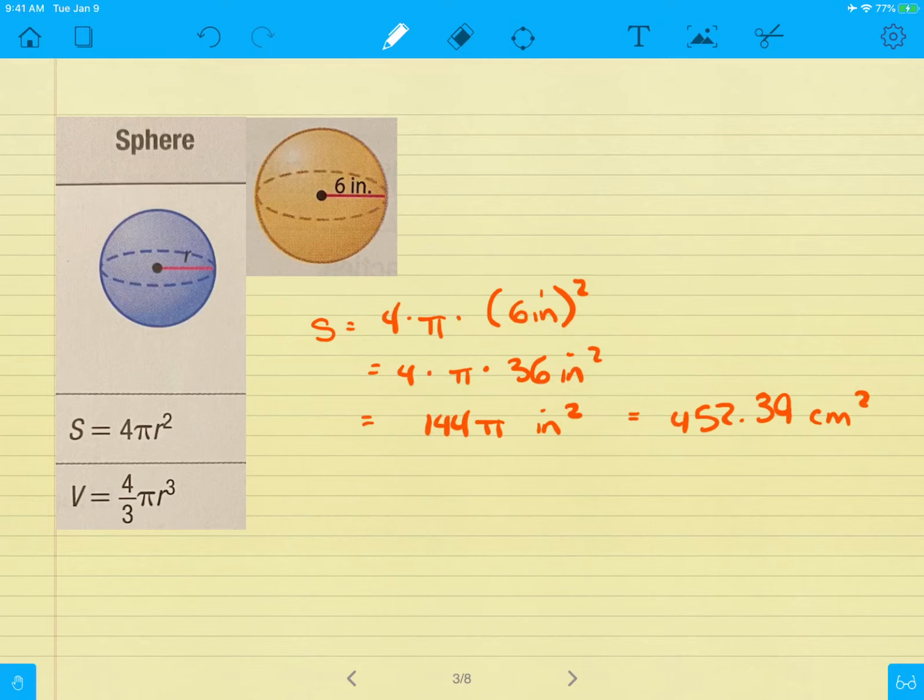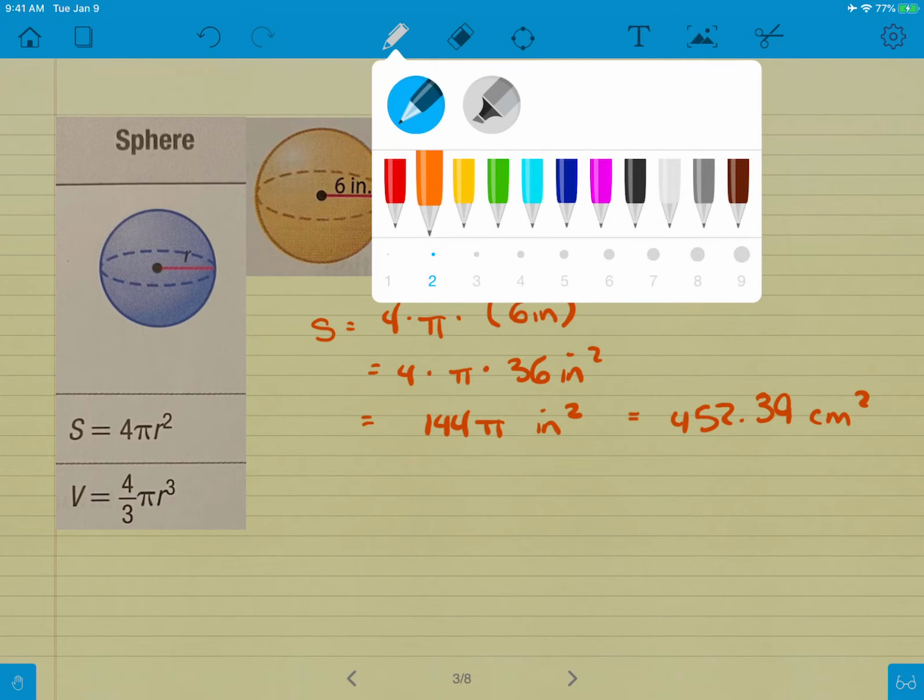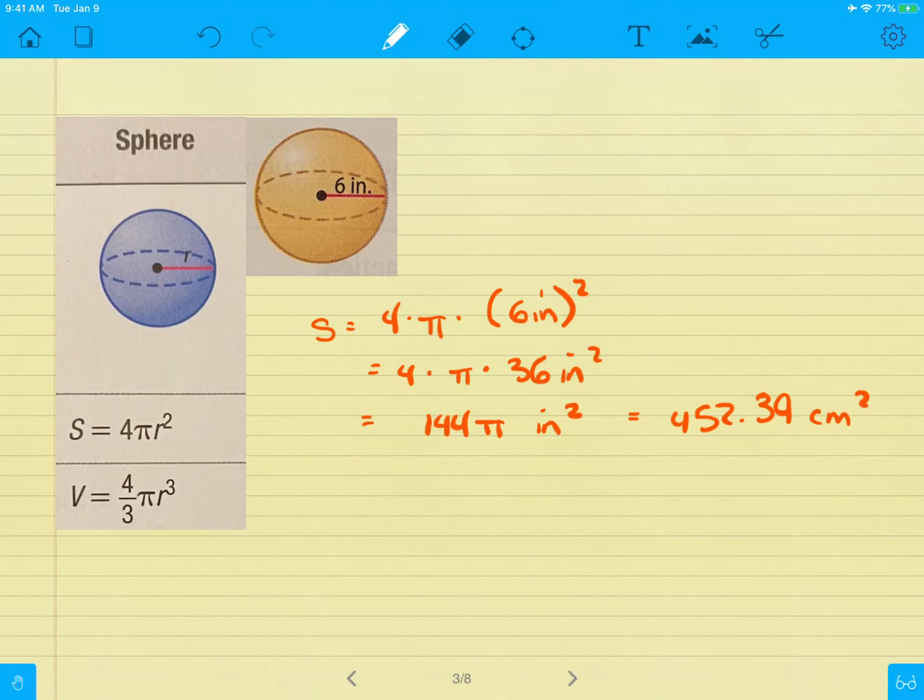There's your total surface area of that sphere. Now for volume, switch up the colors here. For volume, you're going to take 4/3, so 4 divided by 3, then times pi, and then times the radius cubed. Well, my radius is 6 inches, and we're going to cube that. Now, 6 times 6 times 6, that should be 216 inches cubed.